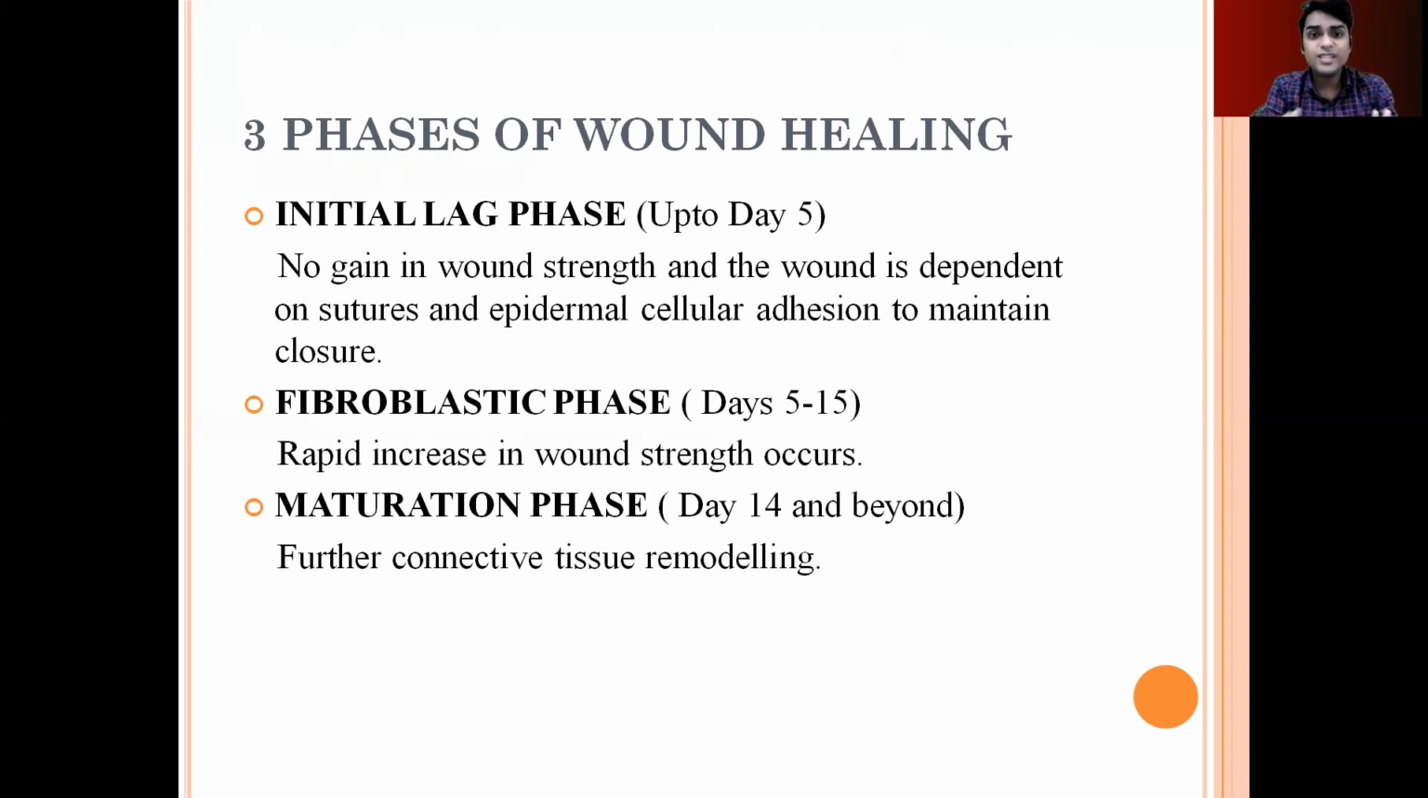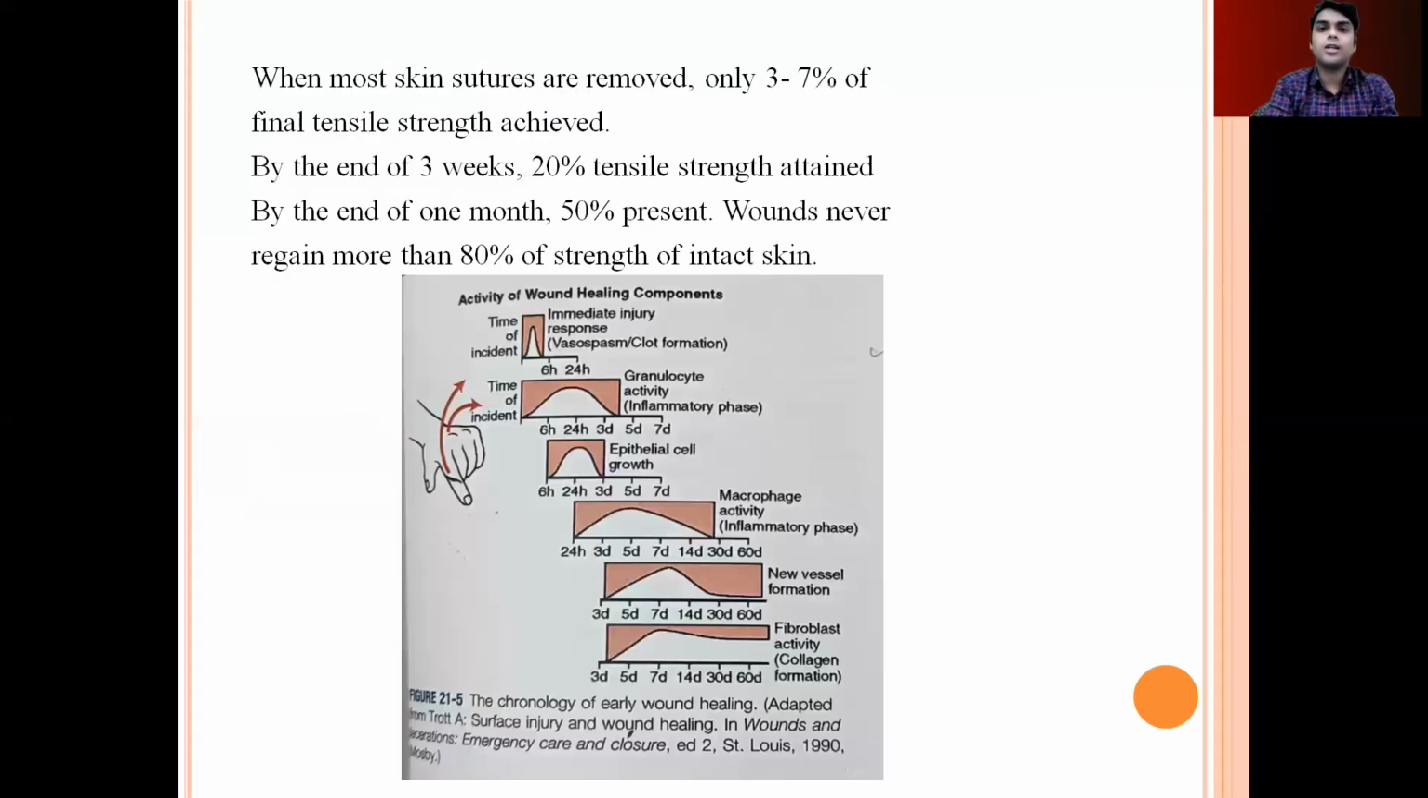Coming to the phases of wound healing, these include the initial lag phase for the first 5 days. In this, there is no gain in wound strength, and the wound is dependent on the sutures and epidermal cellular adhesion to maintain the closure. In the fibroblastic phase, it is from day 5 to day 15. There is a rapid increase in wound strength. And finally, the maturation phase, which is day 14 and beyond, where there is further connective tissue remodeling.